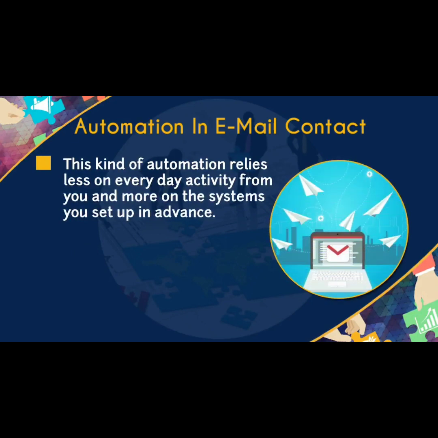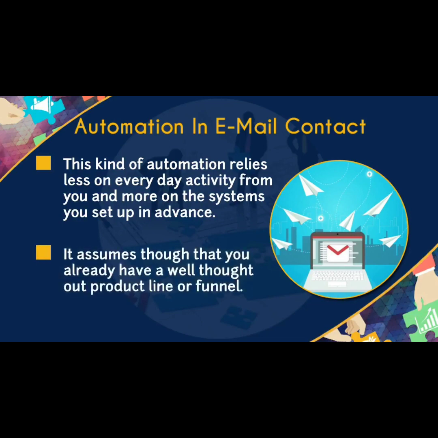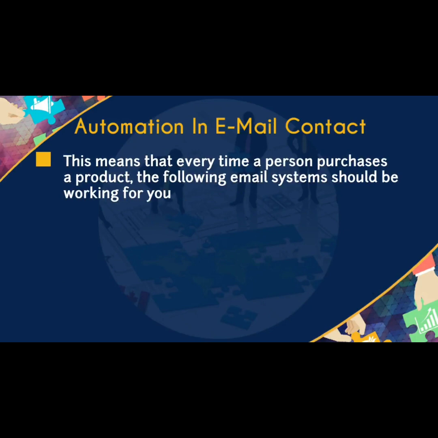It relies less on your everyday activity. Right, so you don't have to figure out what people are doing, or write messages every day. What you're doing is setting up your messaging ahead of time. It's based more on the systems you set up in advance. It assumes you already have a well thought out product funnel, right? So you gain the most benefit from automation if you already have a step-by-step expectation for your prospects and customers to move up through. Number one, when somebody purchases a product from you, what's the next thing they should be thinking about doing?